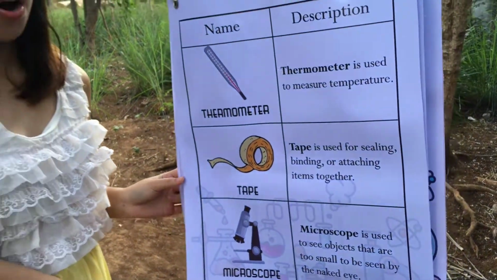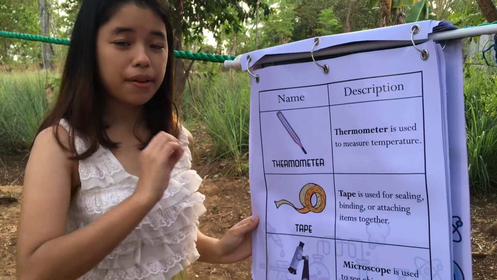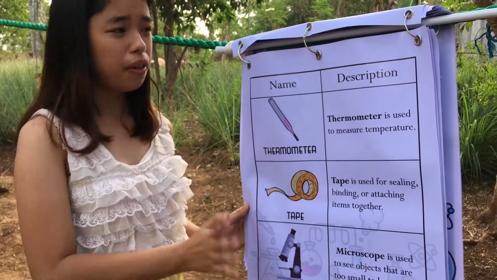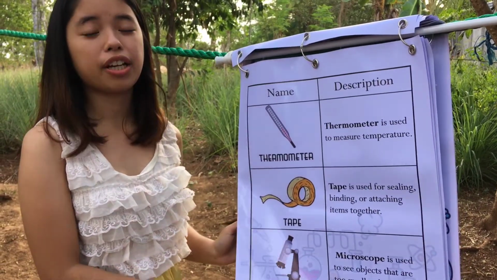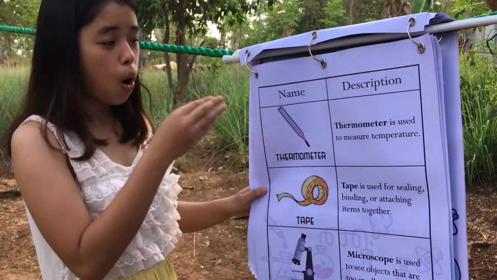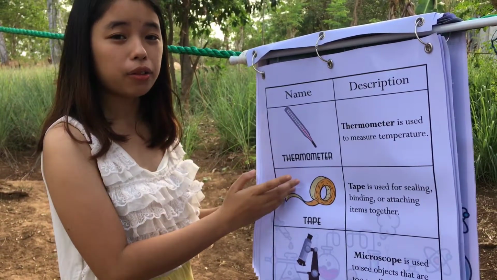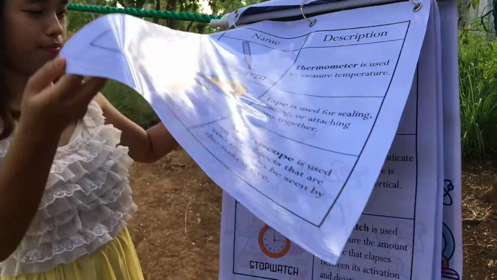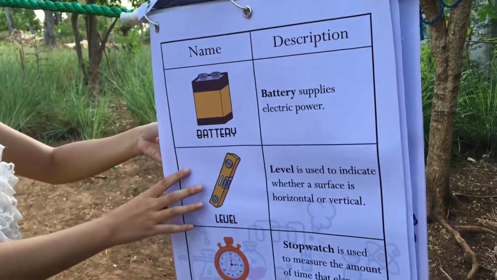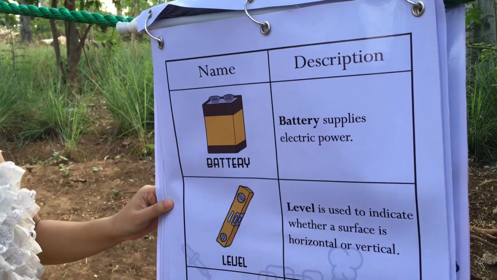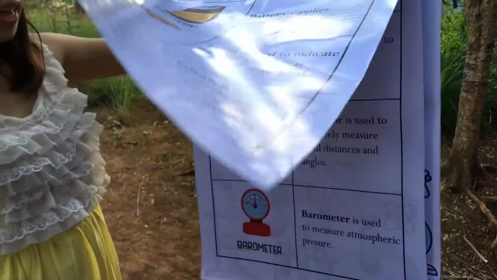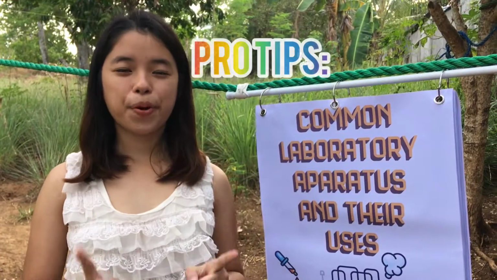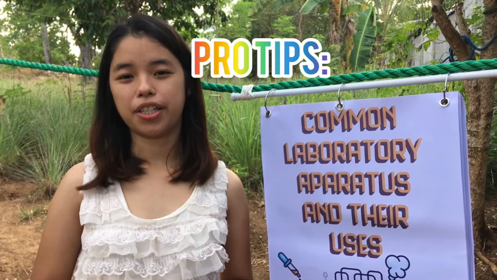So instead of using blackboard or other types of materials, flip charts made it easier for the teacher to show them what the apparatuses look like and then their definition. And the last page, pro tips in making flip charts.